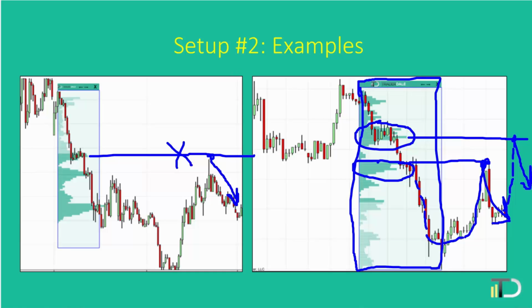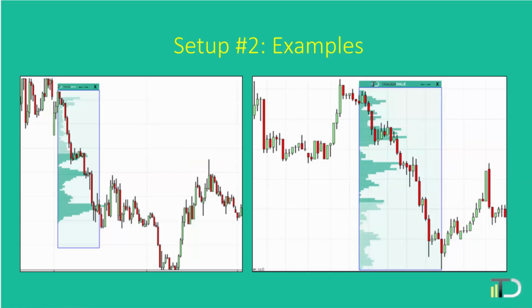I hope that it is clear enough for you guys. It's a pretty simple setup and I use it basically every day.